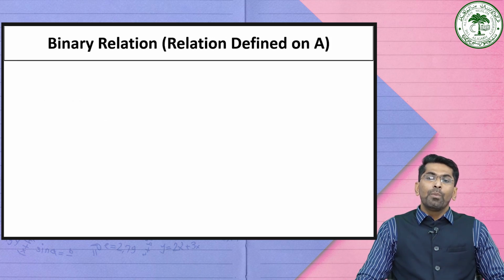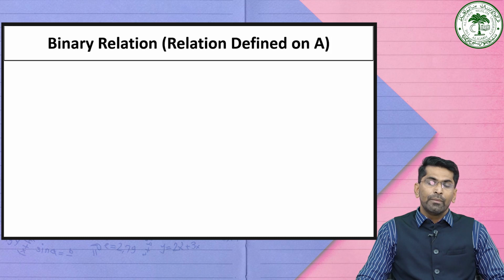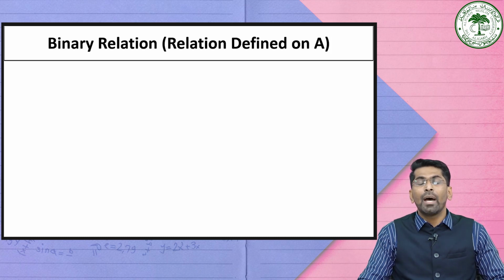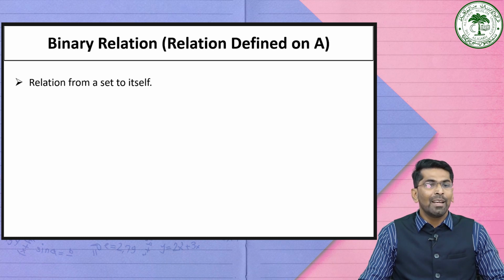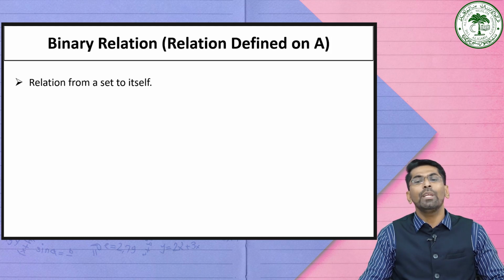Now consider another type of relation, the binary relation, which is also known as a relation defined on A. A binary relation on a set is a specific type of relation where the set involved is the same. That means it is a relation from a set to itself. It describes how the elements within the same set are related to each other.